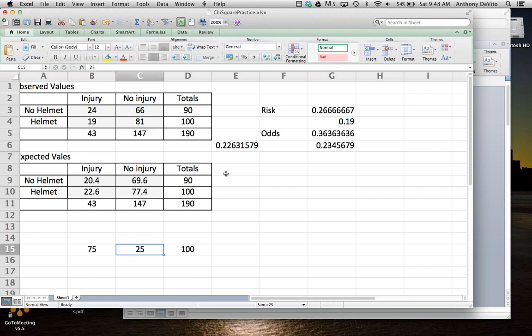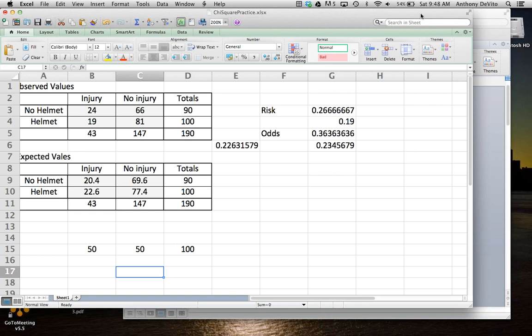So if I go back up here, the difference is that the risk, when I had 50 and 50, was 50 over 100, or 50%. Just another way of describing the same relationship.